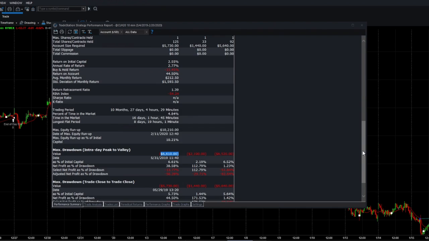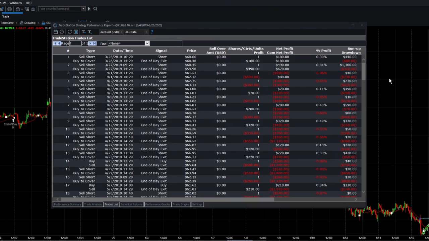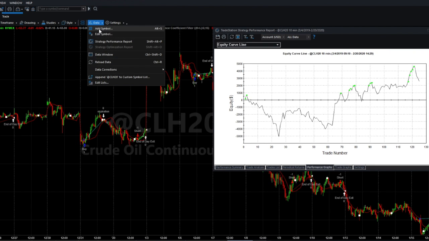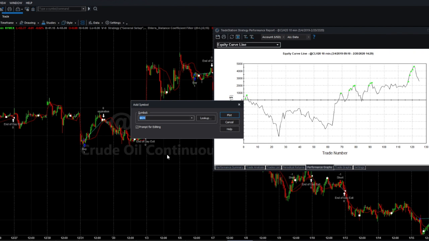Also a terrible max drawdown of over $6,000. What a terrible equity curve. Minus $5,000 and then slowly getting back up, and it takes 70 trades just to be in the positive.